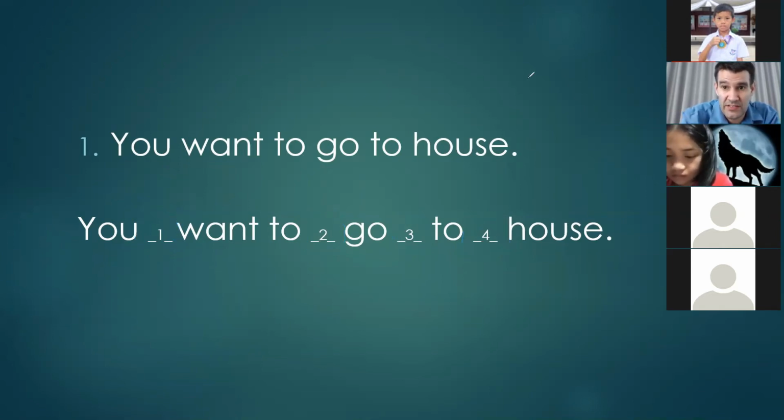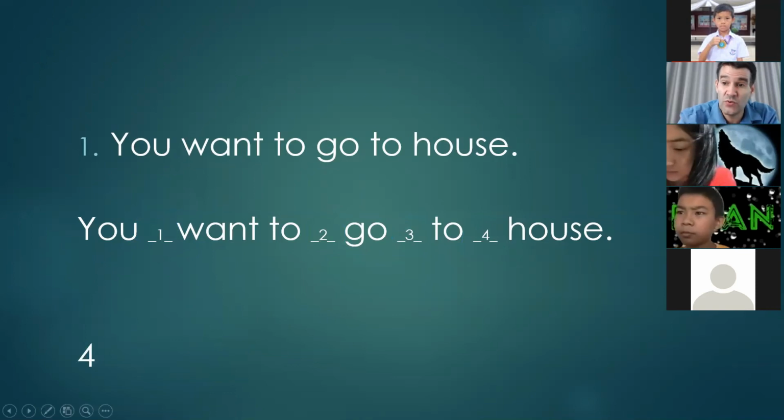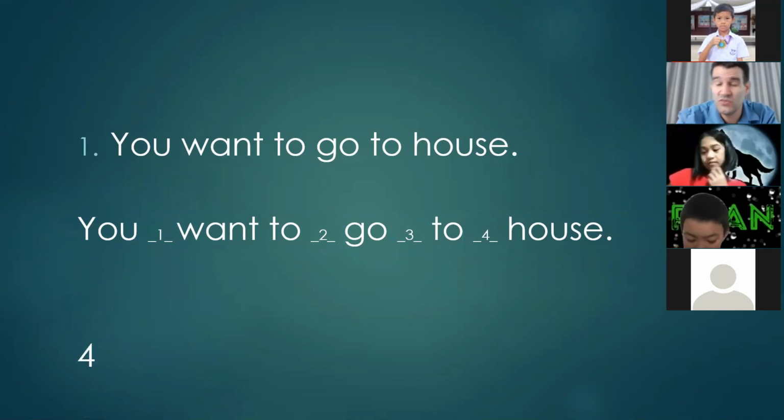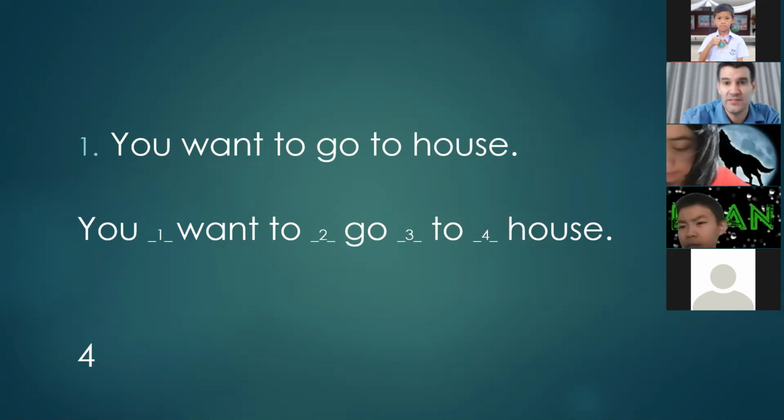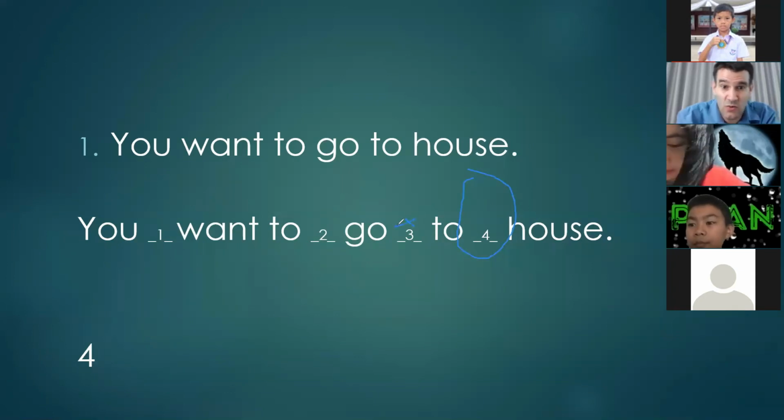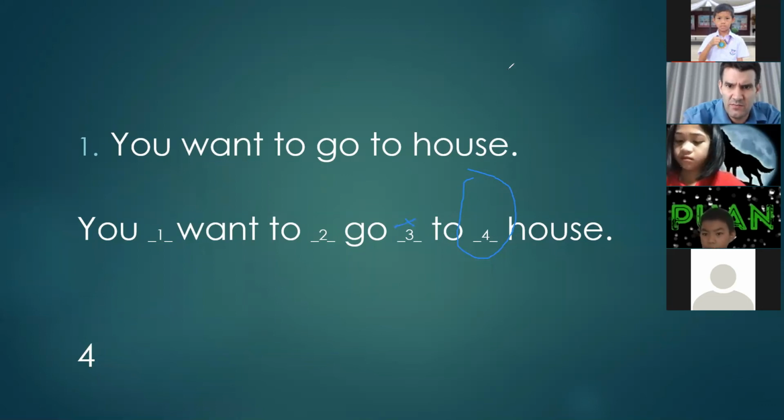Okay, so the answer to this one is number 4. So you can say, you want to go to my house, you want to go to your house, you want to go to our house, their house. It can be any of those possessive adjectives, but you must write it here. You cannot write it here. You cannot say you want to go my to house. You want to my go to house. You cannot say these. You must write it at number 4.